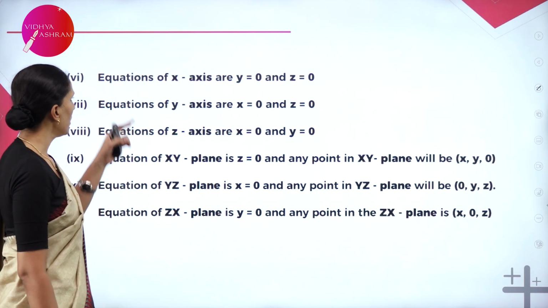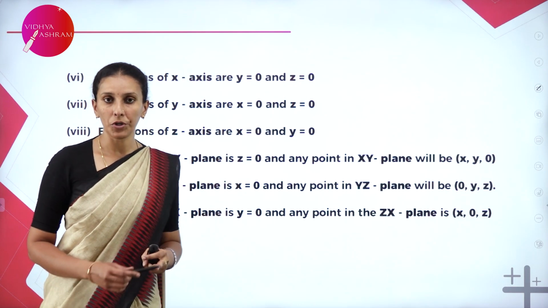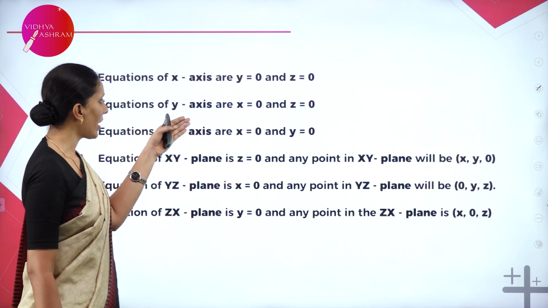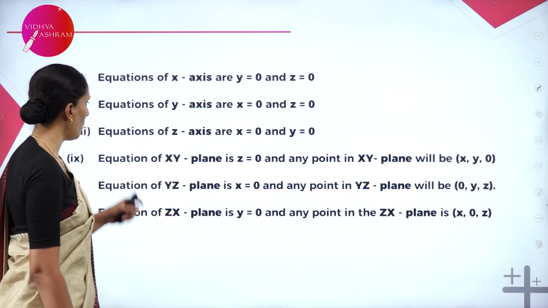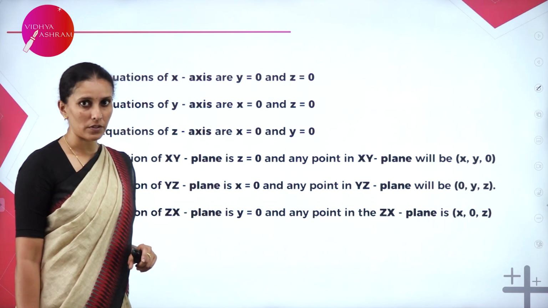So we can see here the equations of the x-axis are y is equal to 0 and z is equal to 0, because the coordinates of y and z are 0. The equations of the y-axis in three-dimensional geometry are x is equal to 0, z is equal to 0. The equations of the z-axis are x is equal to 0 and y is equal to 0.